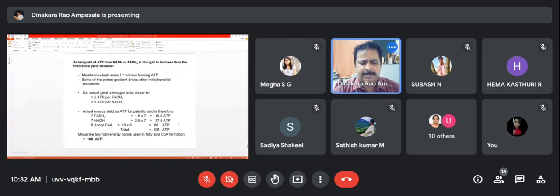Okay, so upon oxidation of palmitate you will get a net of 106 ATP molecules. So that's all about today's class. If you have any doubt, please let me know.